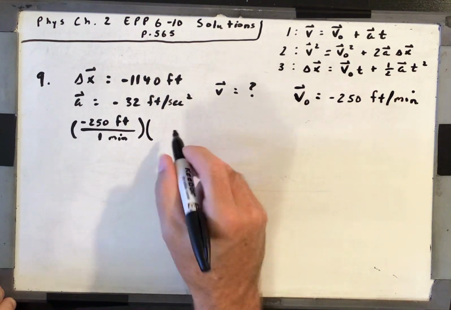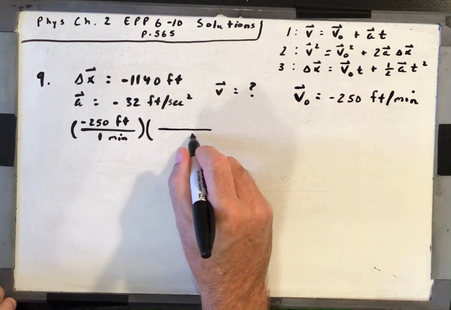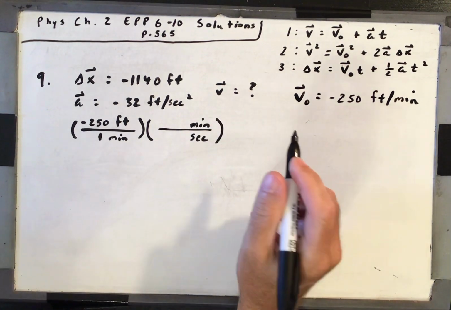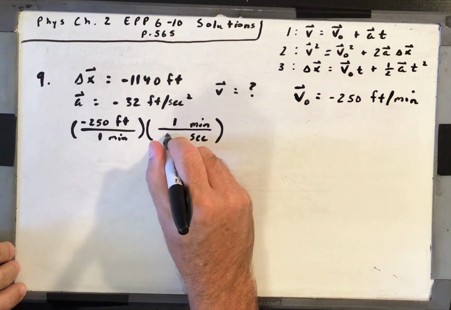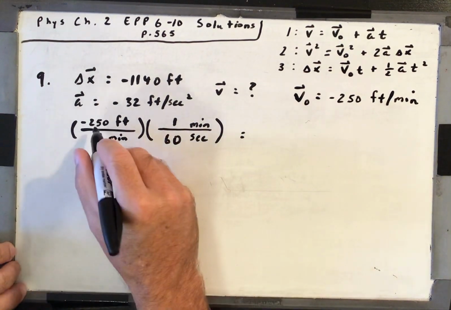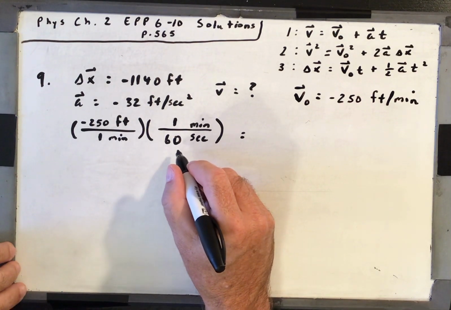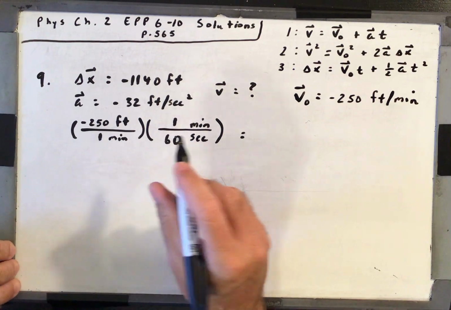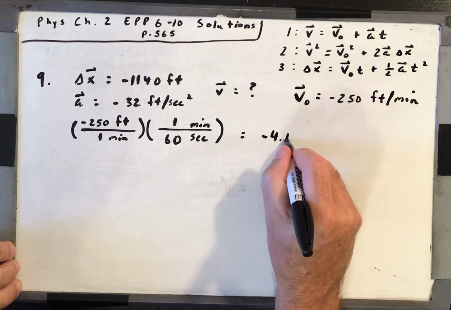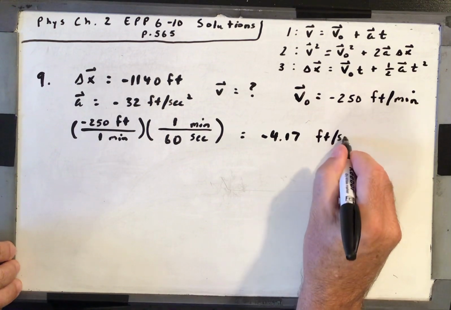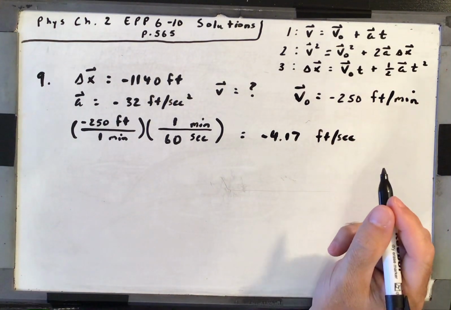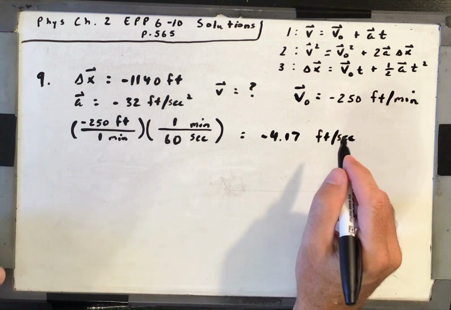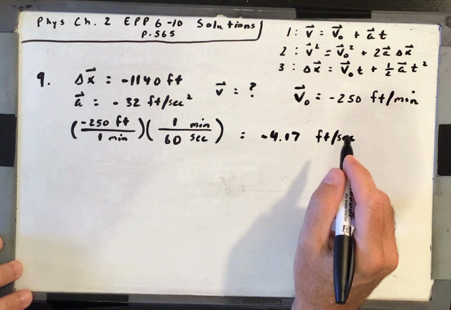Okay, I need the time to be in seconds. So put seconds on bottom, minutes on top. One goes by the bigger one. 60 seconds in a minute. So negative 250 divided by 60 is going to be negative 4.17 feet per second. So it's not descending very fast. All right, the balloon is descending, but it's not really descending very fast. So we shouldn't expect a big change in this.